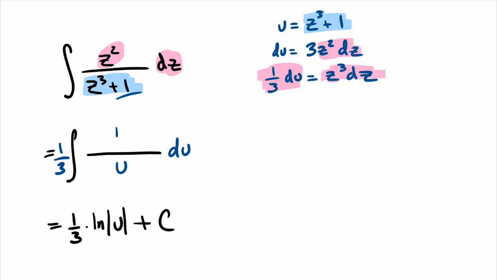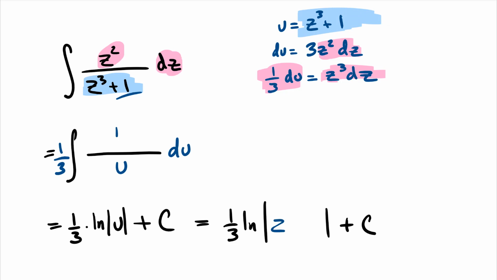Now, since we started in terms of z's and there's no bounds, we have to end in terms of z's. So 1/3 the natural log of the absolute value of whatever our u was, and our u was z cubed plus 1. And there we go. We have ourselves a solution. We're not quite to test level stuff yet, but we need to be good with these types of problems. Moving to the next.